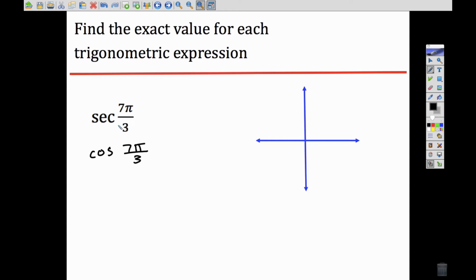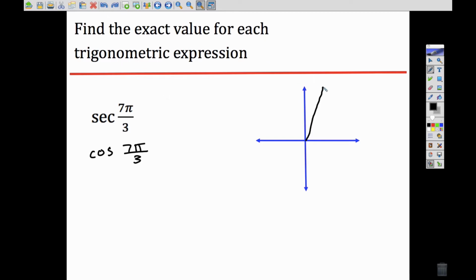So there's a couple of ways to do this. One way would be to just count thirds. So here would be 1/3, 2/3, 3/3, 4/3, 5/3, 6/3, 7/3. So 7/3 happens at the same reference angle as pi over 3. The other way people do it is they take 7 pi divided by 3, and that's 2 1/3 pi, right? So that means we go around the circle once for 2 pi, and then we go another 1/3 pi. So however you want to do that.